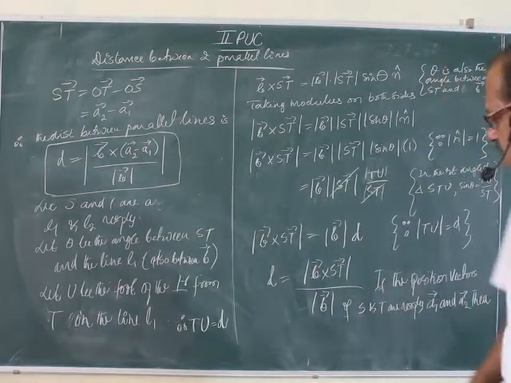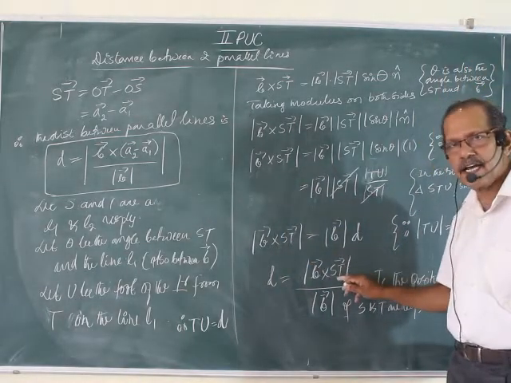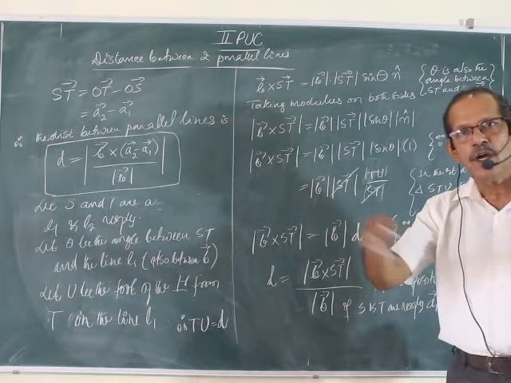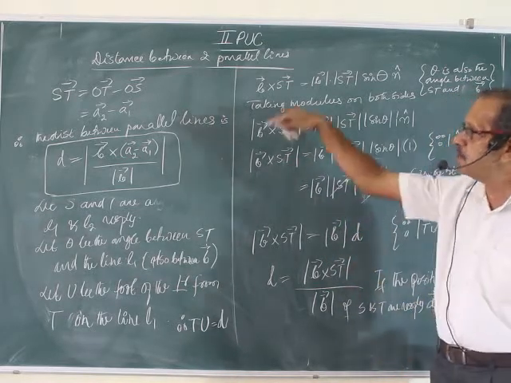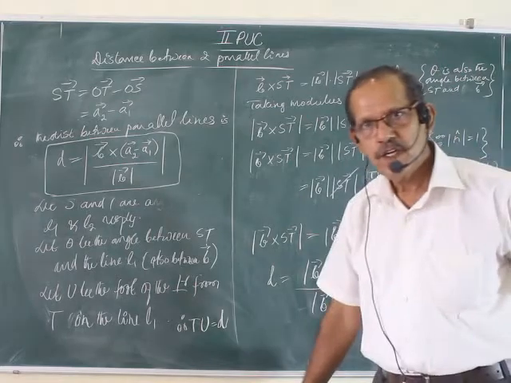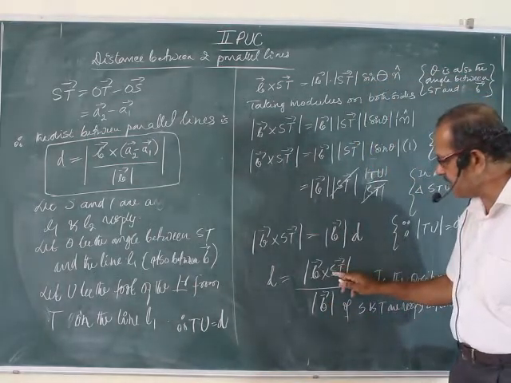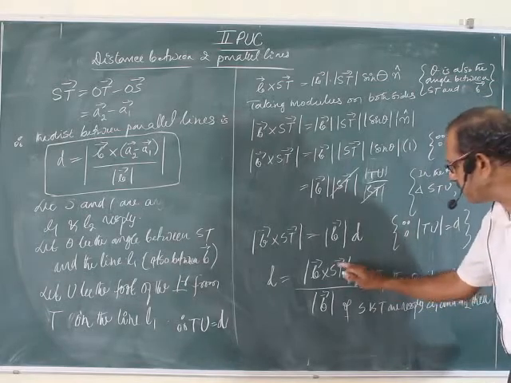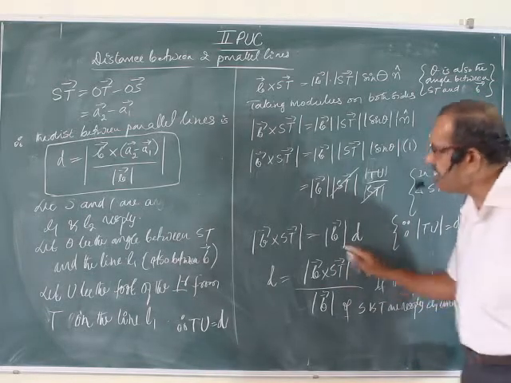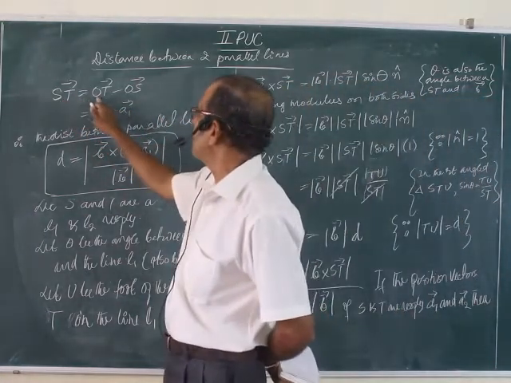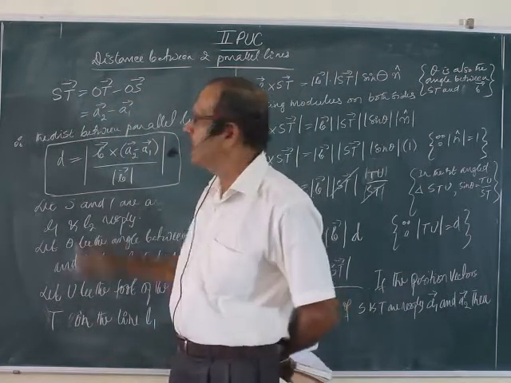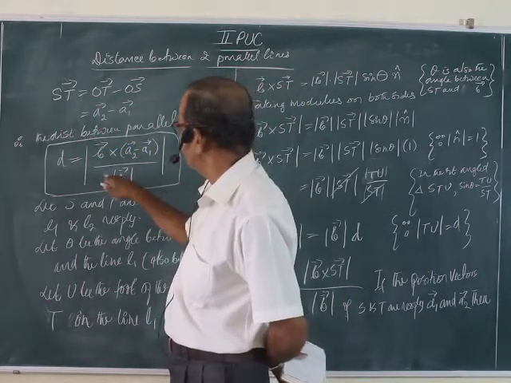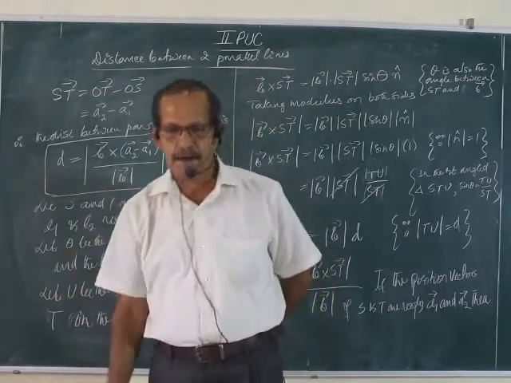But remember, ST is the vector, but actually S and T are any two points. That should be given in the problem. So, if the position vector of S is A1 and the position vector of T is A2, then you can find ST. ST can be calculated like this. Put that A2 minus A1 in the formula, you get the final formula.